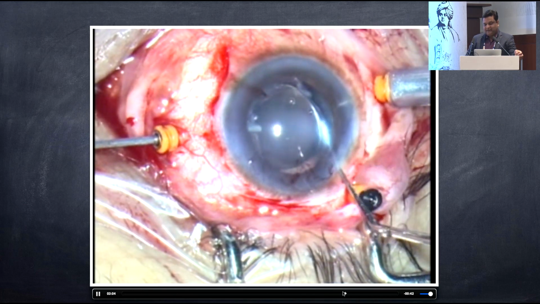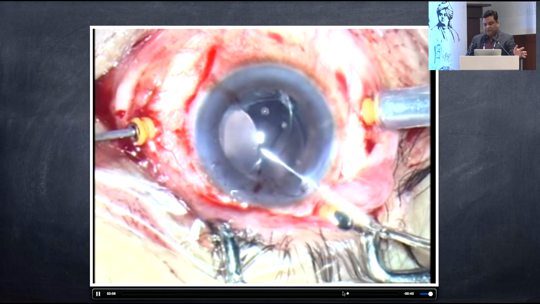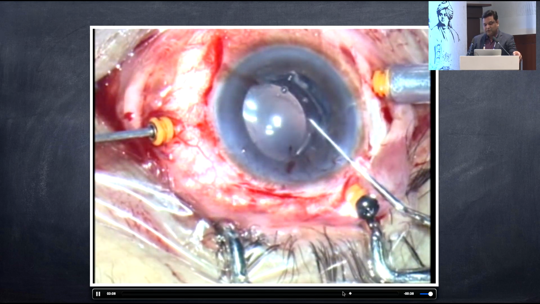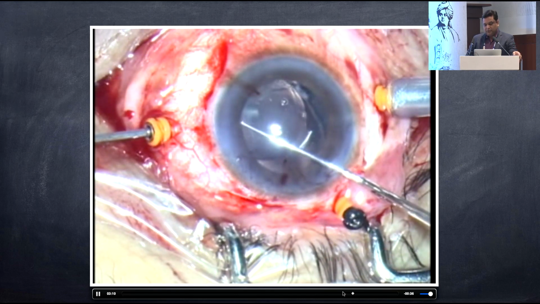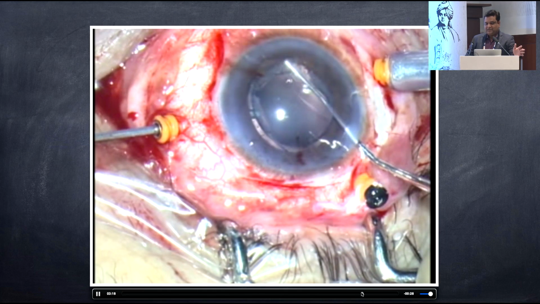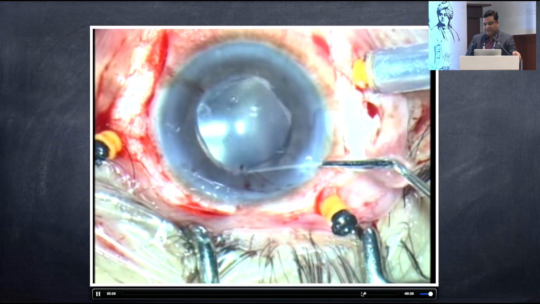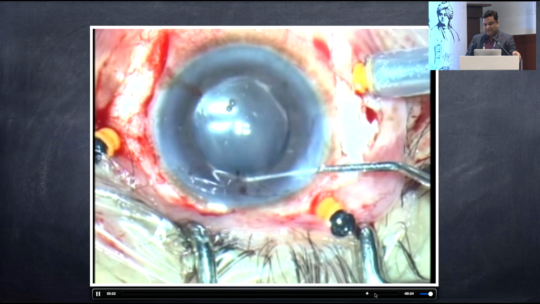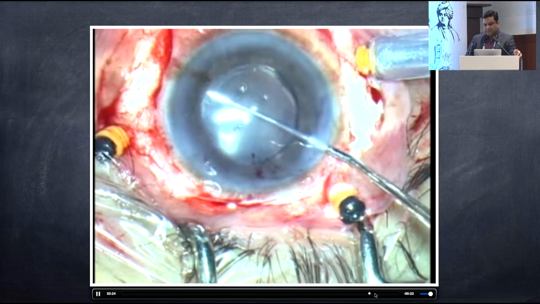So it was possible. The same lens was placed. I had prepared it for scleral fixation. If you can see, the conjunctiva was open. So you can assess and do these cases quite easily. So this lens was placed in the bag, even though the PC support was lacking.